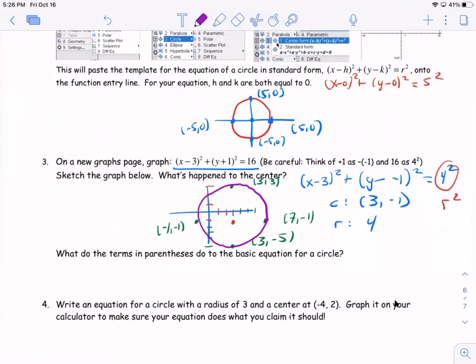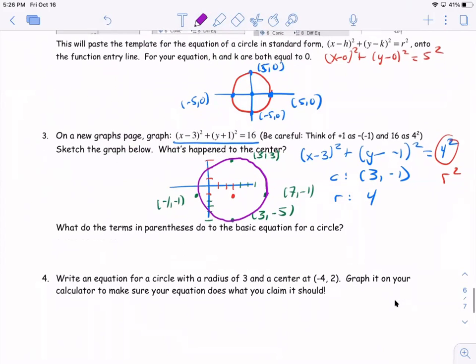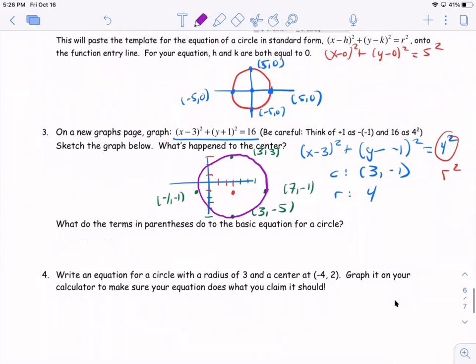Okay, so now we're going to think a little bit about what the terms in the parentheses do to the basic equation for a circle. So what happened? Originally, we just had x squared plus y squared equals r squared. That was a circle that was centered at the origin. So what happened when we have this minus 3 or minus negative 1, the center was shifted. Okay, so the terms in parentheses shift the center.